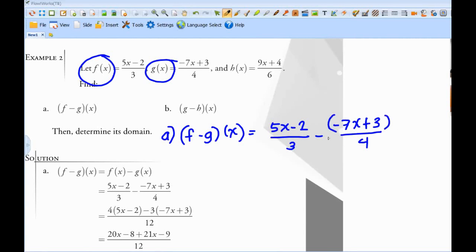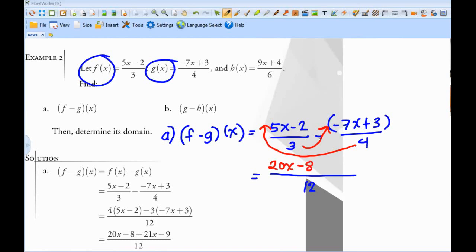When you subtract, you are changing the sign. So that's 5x minus, but we don't have the same denominator, so we first get the LCD. The LCD of 3 and 4 is 12. So just cross multiply: multiply the 4 here, and multiply the 3 there, right? So 4 times 5x will be 20x. 4 times negative 2 is negative 8.